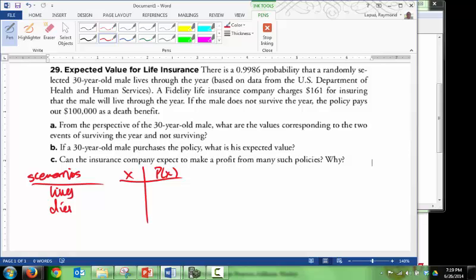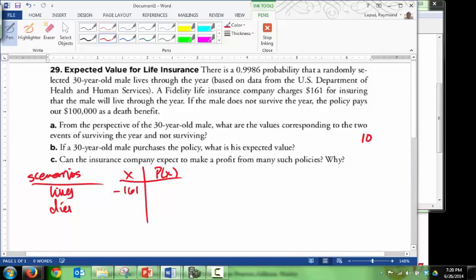He paid $161, right? So if he lives, he loses $161. So losing $161, I would have a negative sign in front of that, just so I know it's a loss of money. If he dies, then his beneficiaries, I mean he's dead, but his beneficiaries will receive some money. Assuming that he paid $161 already, how much are his beneficiaries going to get?